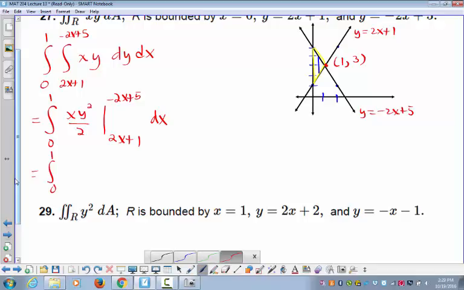Zero to one. The x over two, let's just move that to the front here. Try to keep it as simple as possible. So we have y squared. So we square the top function. We get 4x squared minus 20x plus 25. And then we have to subtract off the square of the lower function. Let's do that in a different color. The lower function squared is going to be 4x squared plus 4x plus 1. And then that's dx.